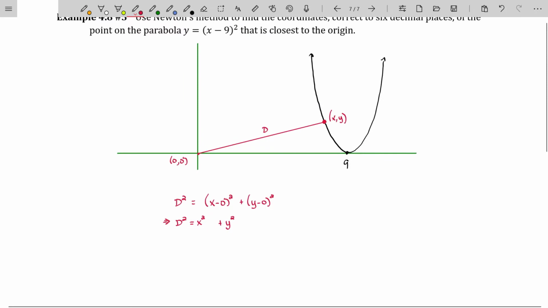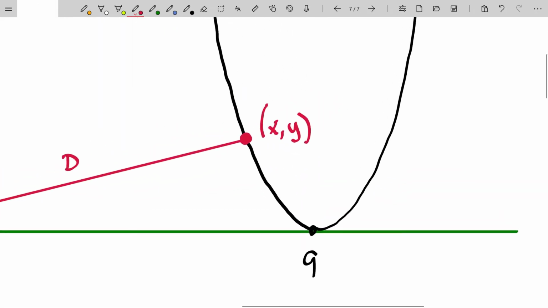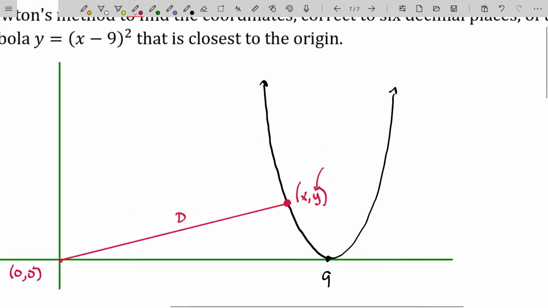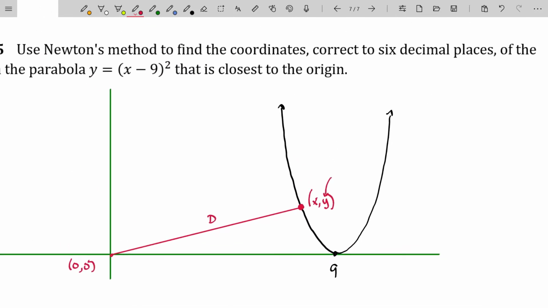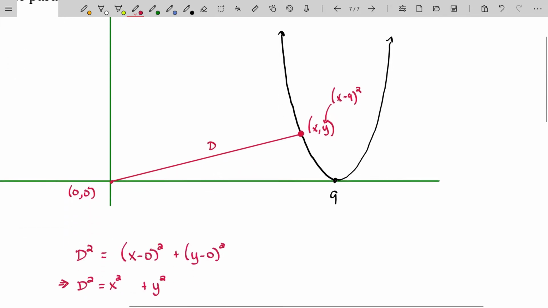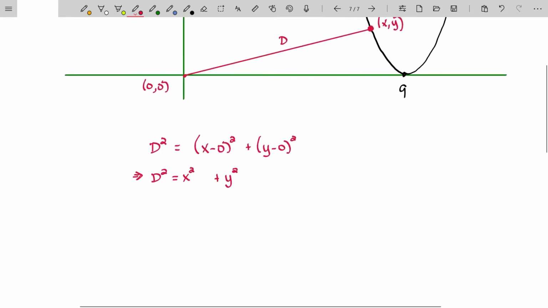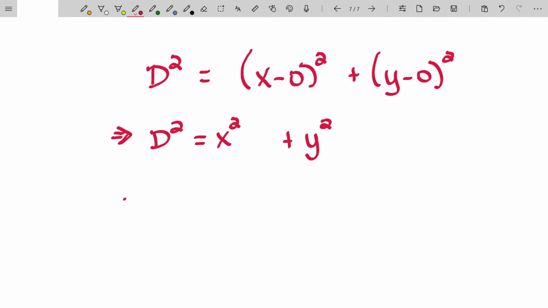Luckily, we're given that where this point exists, the y value is the function value at that point. That is, the y value is the quantity x minus 9 quantity squared. So I could replace y with x minus 9 squared. That's what I'm going to do here. I'm sorry that I'm using the red ink.